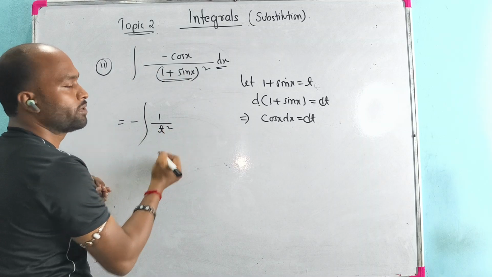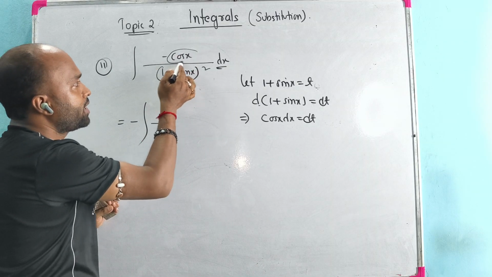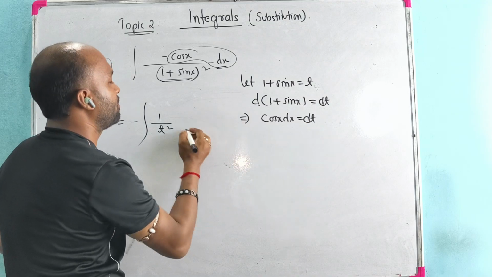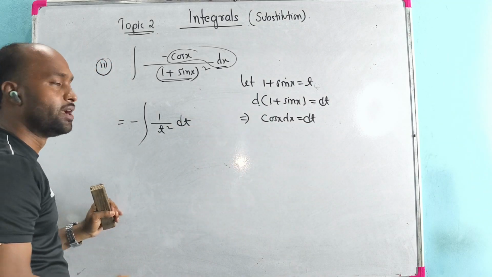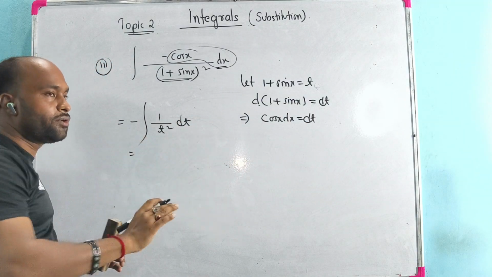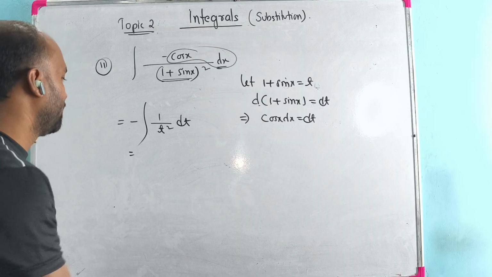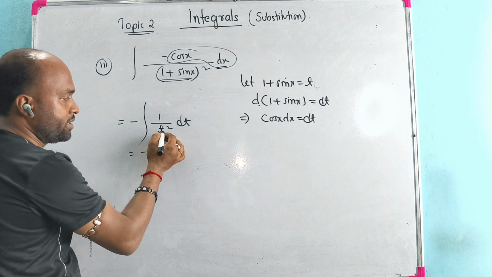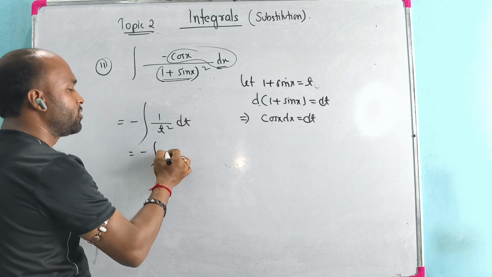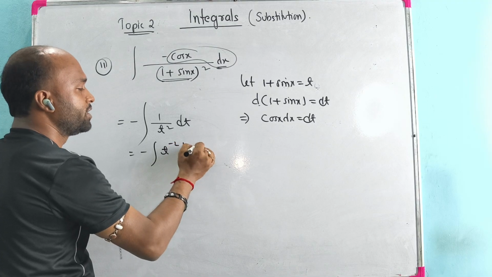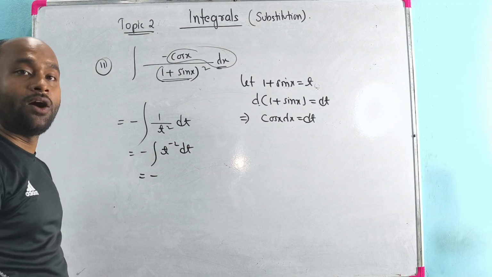1 by t square. Now what is left? cos x dx. Now cos x dx, how much? dt. Clear? Now see this. There is no direct formula for this, but I can adjust one thing. This t is there down. If I take it, it will be what? It will be minus 2 dt. Is this clear?